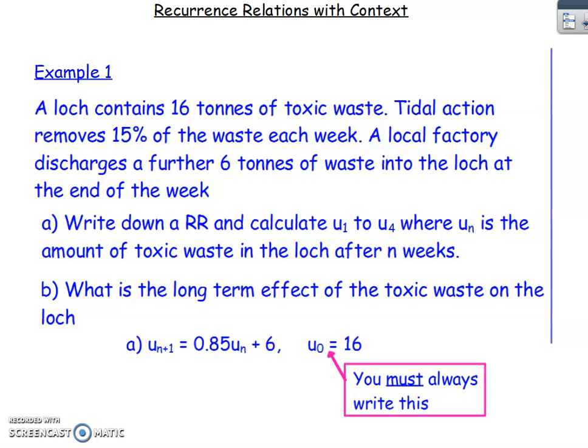This is recurrence relations within context. We're going to look through this example. This is the type of example that comes up very often in the Higher course. You have a loch which contains 16 tonnes of toxic waste, so this is your initial amount.